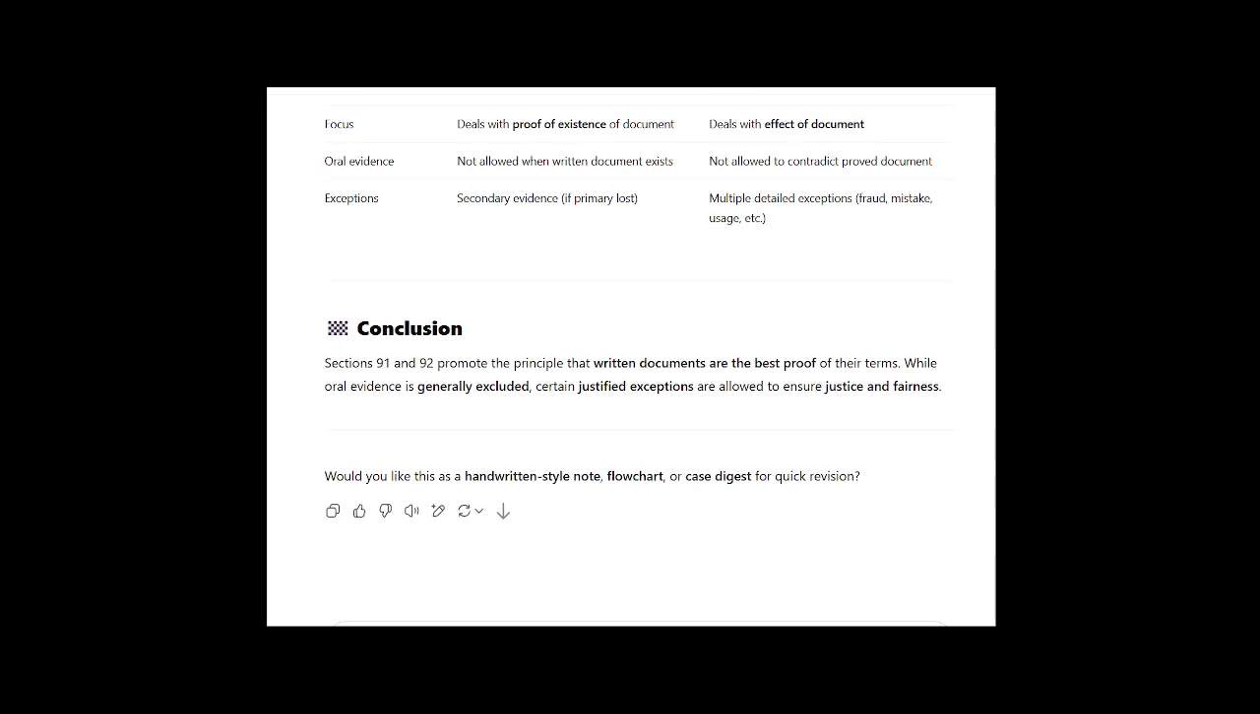Conclusion. Sections 91 and 92 promote the principle that written documents are the best proof of their terms. While oral evidence is generally excluded, certain justified exceptions are allowed to ensure justice and fairness.